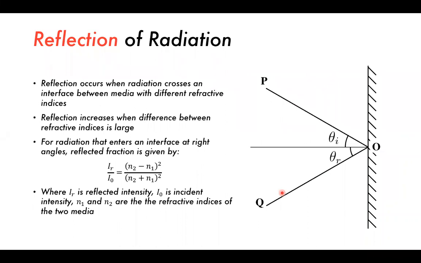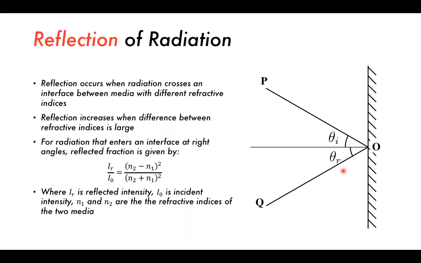Reflection of radiation. Reflection occurs when radiation crosses an interface between media with different refractive indices. So here we have incident and reflected light. It happens because the different media, in air and the mirror, have different refractive indices, and this means that they are going to cause a reflection. The reflection increases when the difference between the refractive indices is large. So if the refractive index of air is small and of the mirror is large, then we will get a lot of reflection. For radiation that enters an interface at right angles, the reflected fraction is given as such.